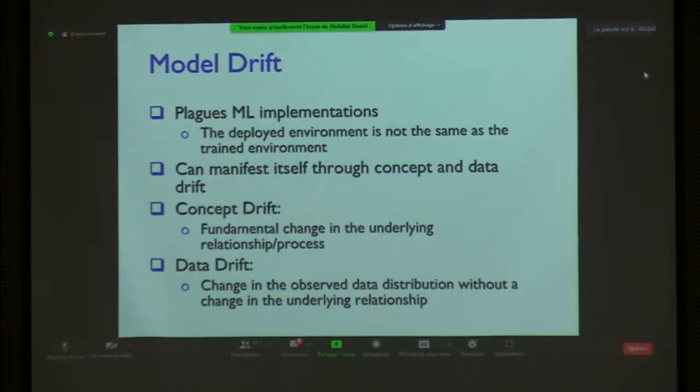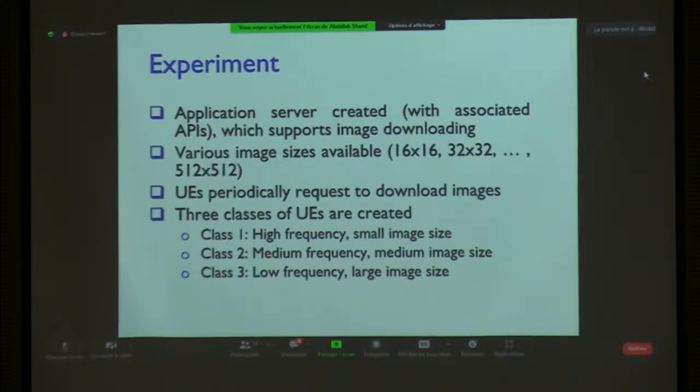So in this use case, we'll be dealing with concept drift. That means we'll assume that a fundamental change has occurred in the relationship between the input and the output. So here again, we are just trying to demonstrate that we are able to detect a concept drift, and we are able to adapt to that drift in real time using these NWDAF models that we have built.